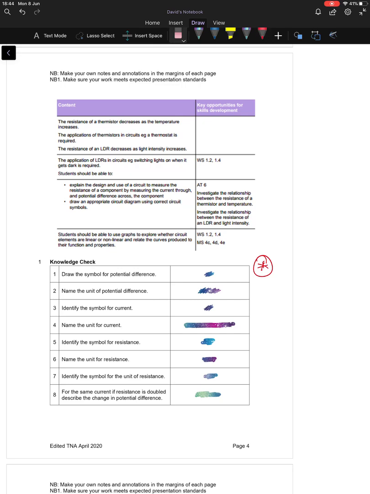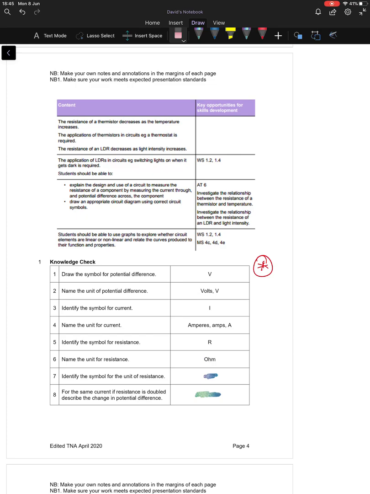Right, so you should have unpaused the video and we'll go through the answers to the knowledge check questions. So mark them and correct them and green pen them as required. Symbol for potential difference is V. Unit for potential difference is volts. Identify the symbol for current, I. Name the unit for current. Amps, long version amperes, A, the symbol.